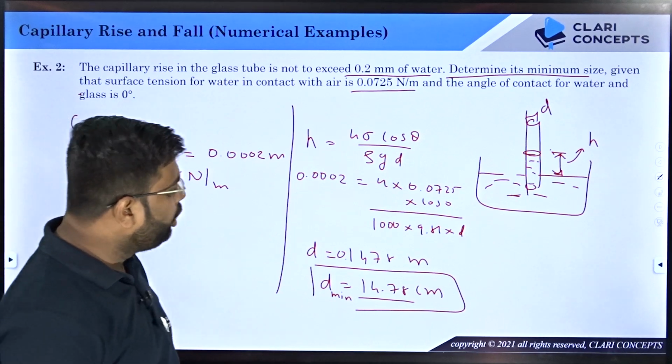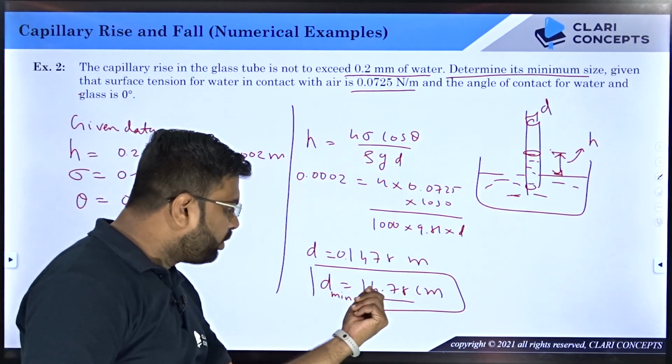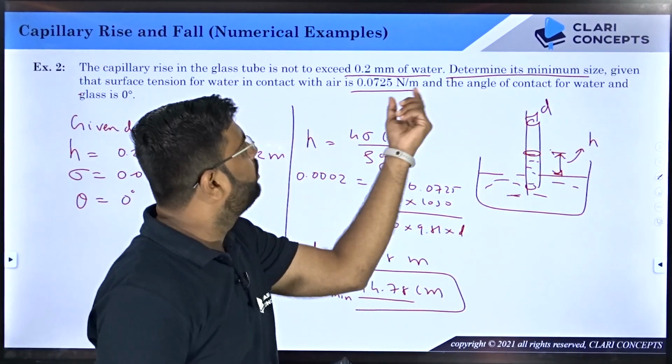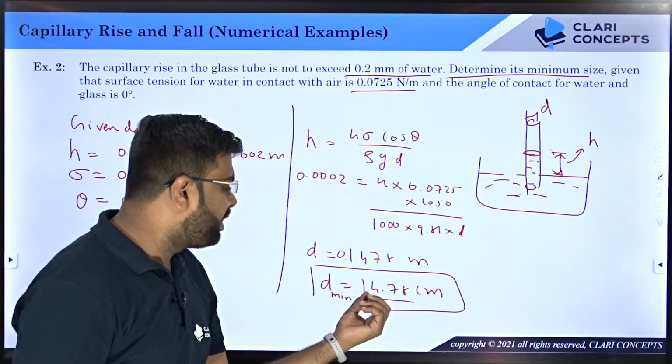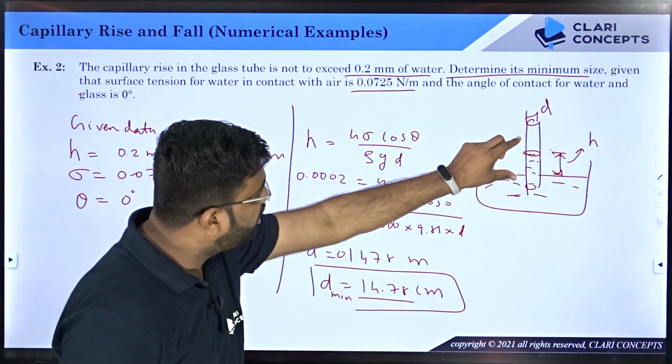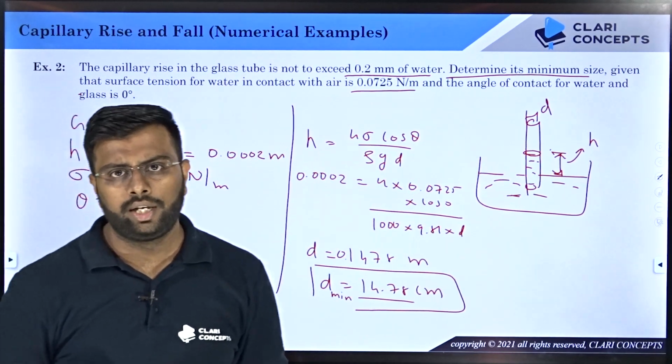Now the moment you reduce the diameter below this, what will happen? Capillary rise will go beyond 0.2 mm. Right? If you increase the diameter, let's say 15 centimeter, say 17 centimeter, capillary rise will fall short. Right? It will decrease.